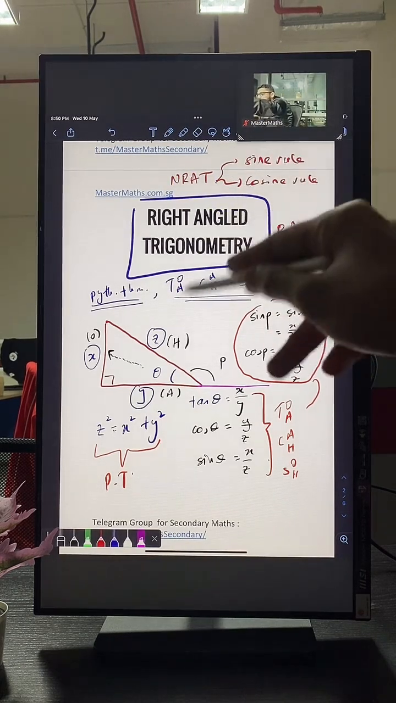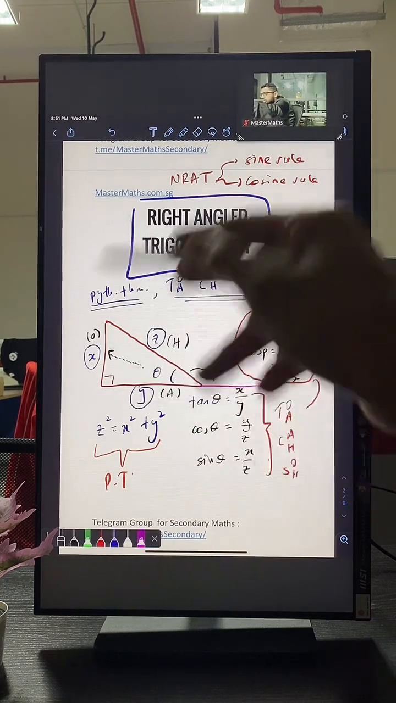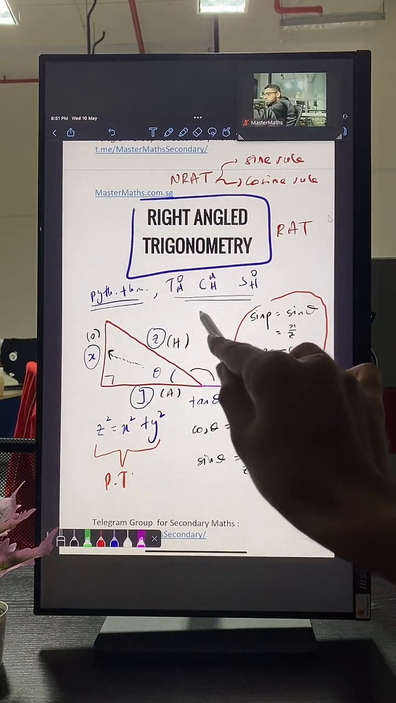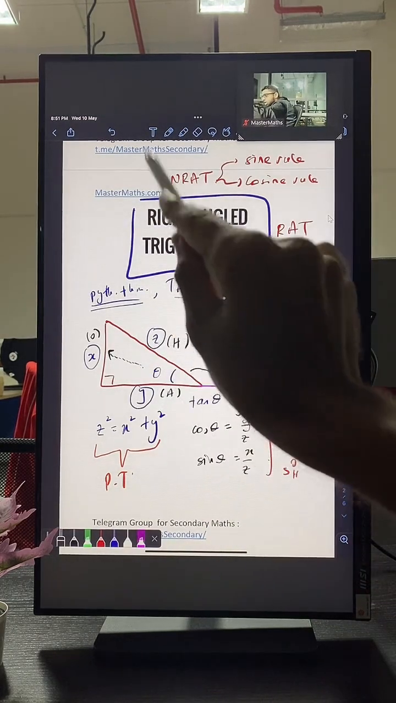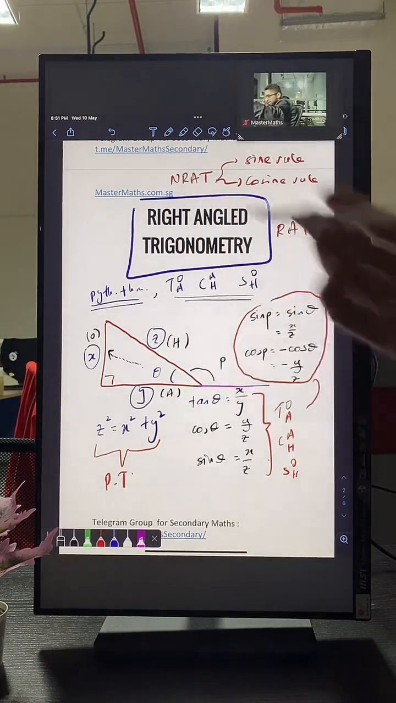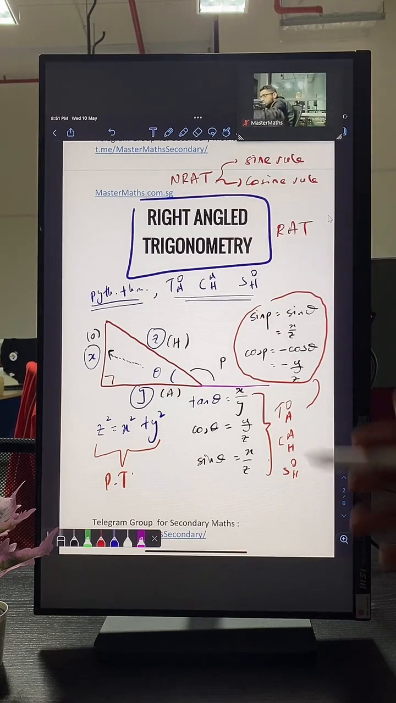Whenever you see a right angle triangle, when you see a 90 degrees, don't waste time, straight away use Pythagoras, straight away use TOA CAH SOH. Whenever you see a non-right angle triangle, let's say there's no 90 degrees, then you use the sine rule, use the cosine rule.